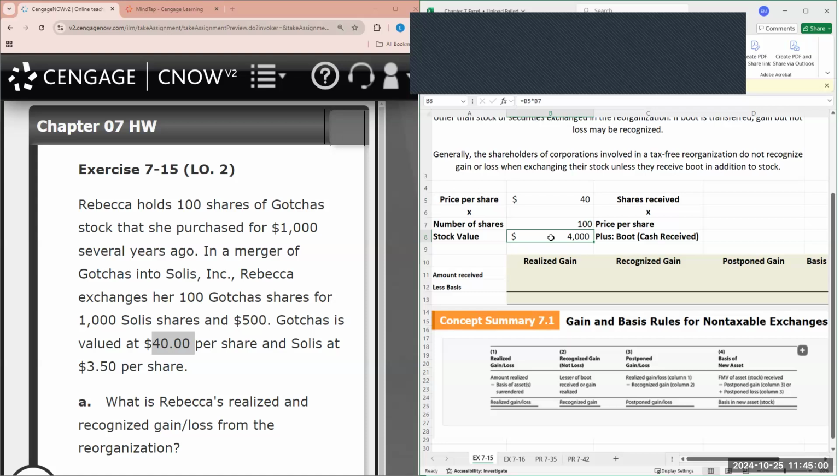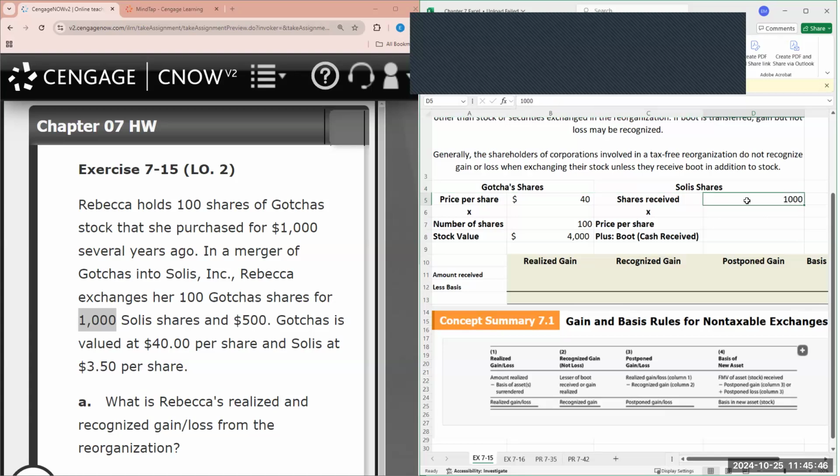All right. Next, we need to determine how much she received. In such case, the shares she received were 1,000 shares. So it said 100 shares, but she received 1,000 shares of Solus. What I'll do is update this to label the Gotcha shares and then the Solus shares, just so we can distinguish. So we have the Gotcha shares and the Solus shares.